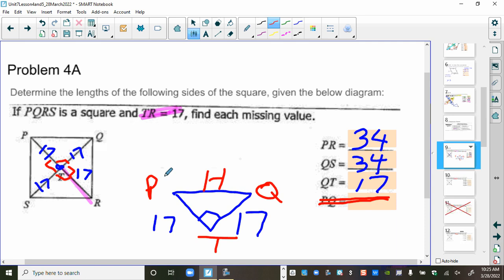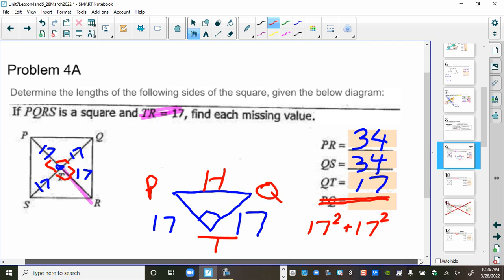Now, am I going to require you to do that? No, not on this. So basically it would be 17 squared plus 17 squared is h squared.